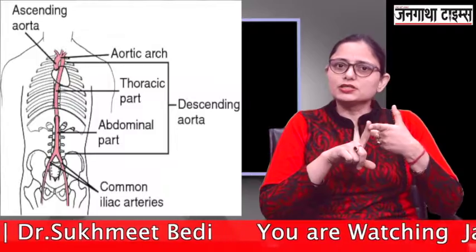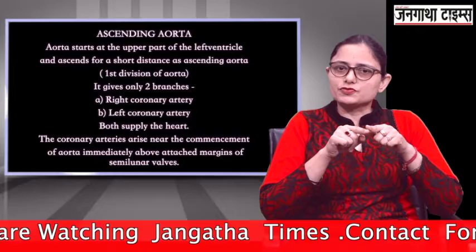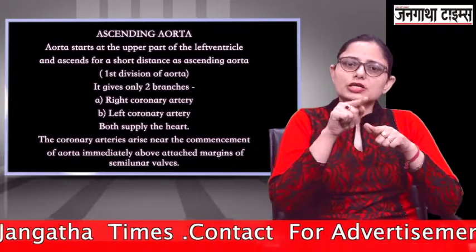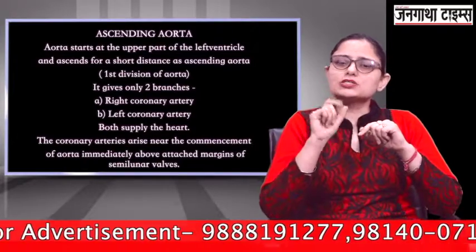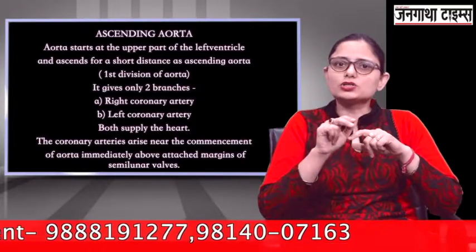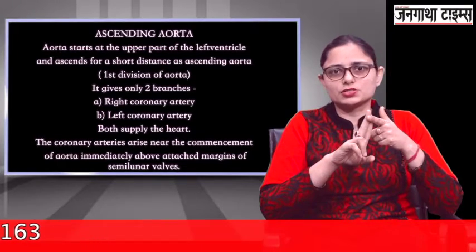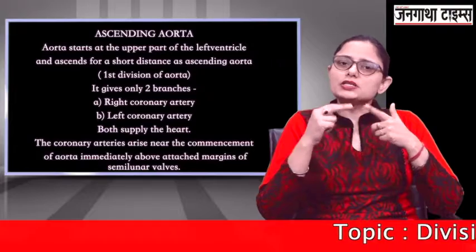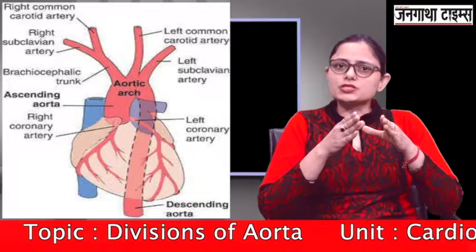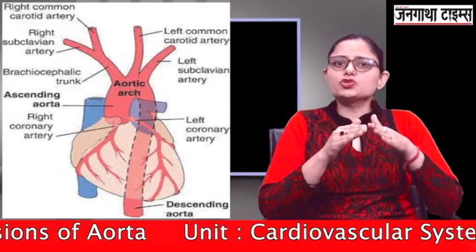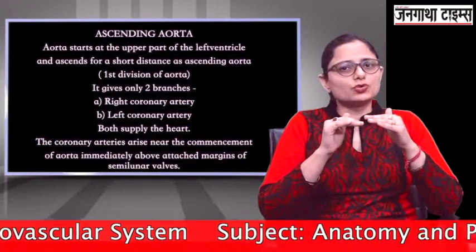The first one is the ascending aorta. It arises from the upper part of the left ventricle, and for a short time it moves upwards or it ascends. And for this part the aorta is called ascending aorta. Ascending aorta gives only two branches, the right coronary artery and the left coronary artery. These coronary arteries, they supply the heart. And both these coronary arteries, they arise at the commencement of aorta near the attachment of the semilunar valves.